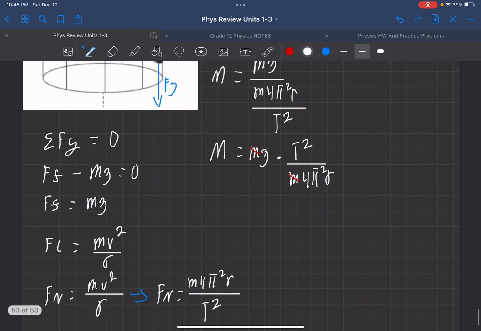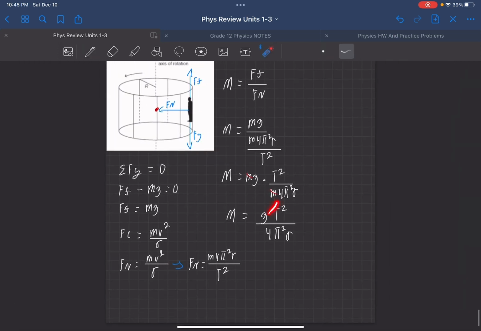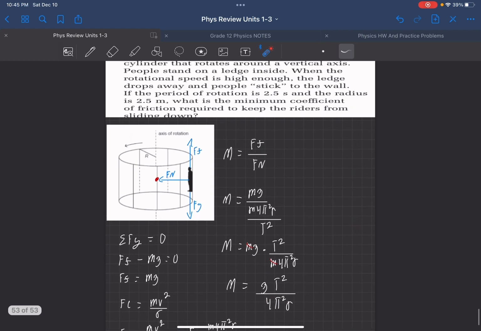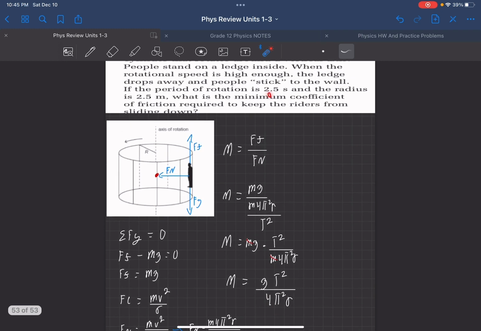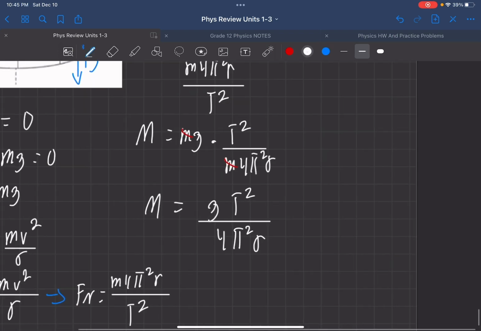So now we're left with a simplified equation saying mu is equal to g times T squared all over 4 pi squared r. So we know g, right? We know 4, we know pi, and we know r is 2.5 meters, and the period. So what is the period? Well, that's 2.5 seconds per cycle. So we can just plug in all our values.